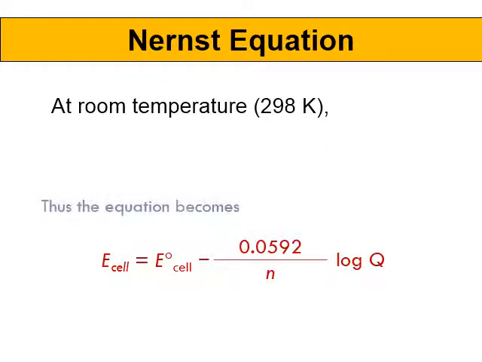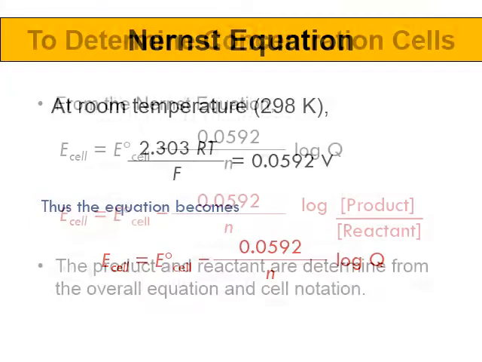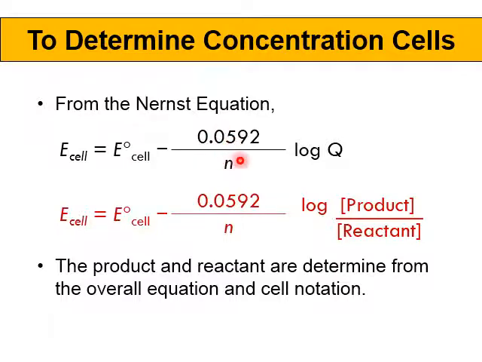At room temperature, we know that is equal to 298 Kelvin. You can change this, times room temperature of 298 Kelvin, and you're going to get this value, 0.0592 volt. Now we rearrange that equation into the Nernst equation, and we get this final equation: E cell is equal to E naught cell minus 0.0592 over n log Q. When we replace Q with the concentration of product over the concentration of reactant, this is the final equation that you have to remember.